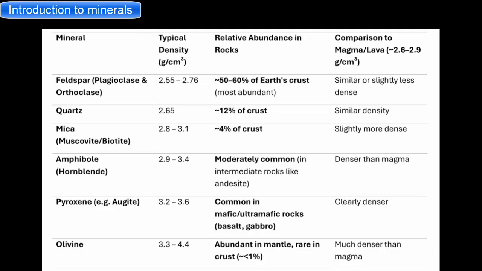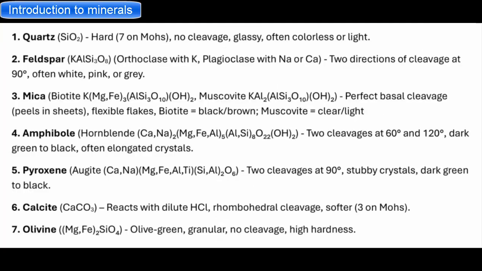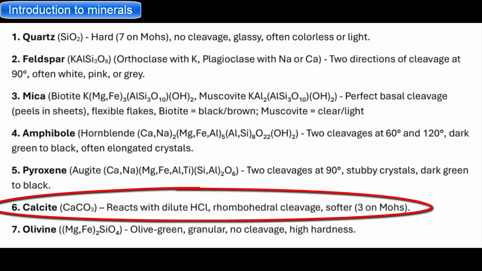Another thing you're going to notice is that these are all igneous formations, so they are crystallization of the magma or lava. And the seventh one that's not included in that particular list is calcite, and it forms by precipitation of biological processes.